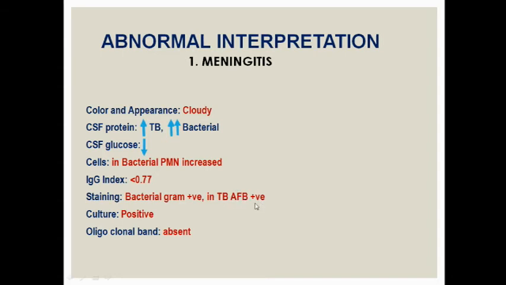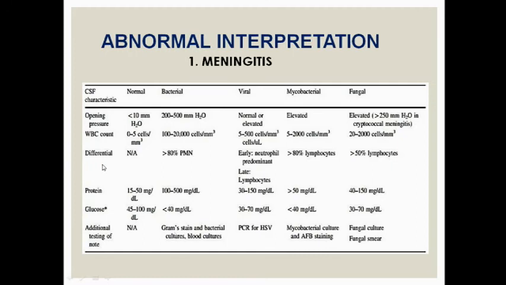If it is a bacterial meningitis, the gram stain will be positive, and if it is a tubercular bacilli which is causing the meningitis, the AFB, that is acid fast bacilli stain, will be positive, and the culture is going to be positive, and oligoclonal bands are going to be absent in case of meningitis.